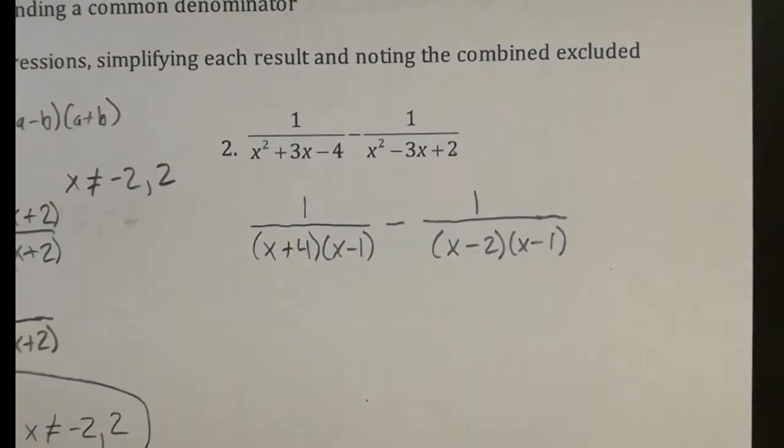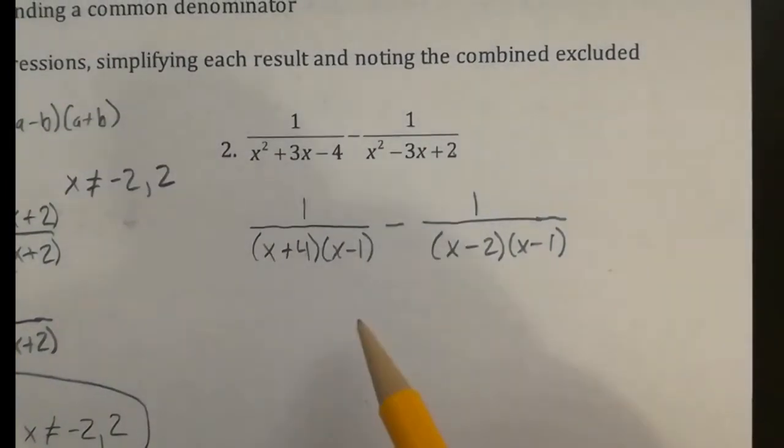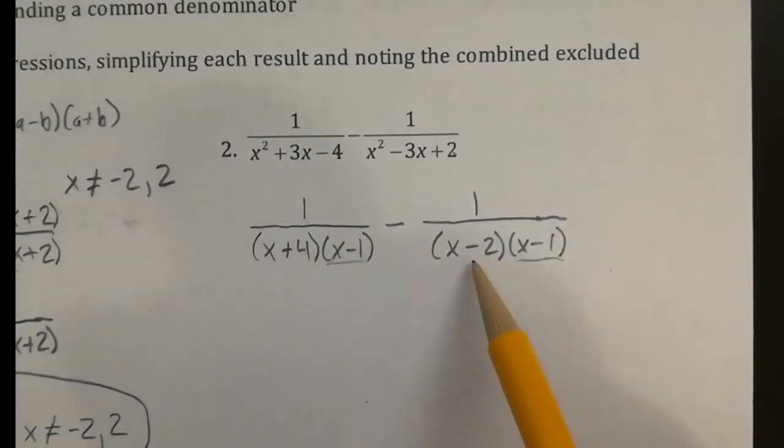Okay, now I need a common denominator. This one's a little different than the last one. First I'm going to see what I have in common already. Well, I have these in common already. You might want to just underline those so we don't have to worry about that. But this one has an x plus 4 in it, and this one has an x minus 2 in it, and we need these two denominators to look the same.